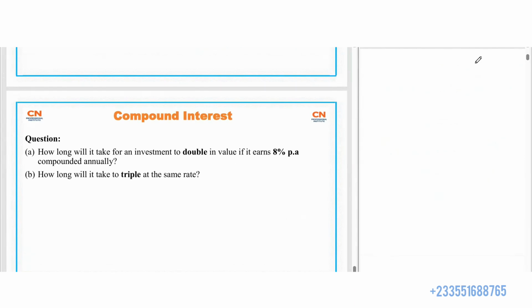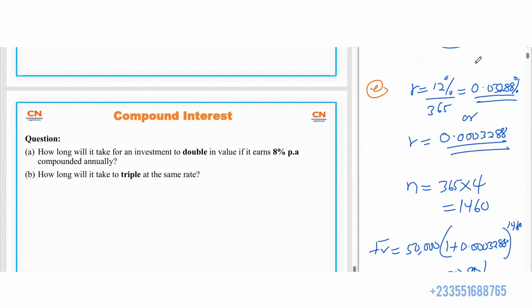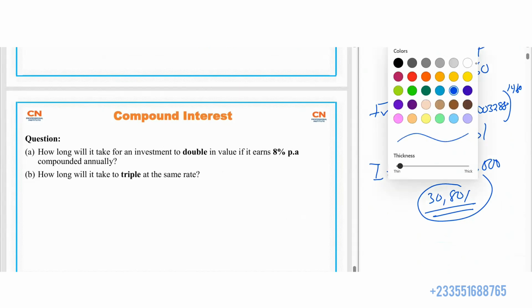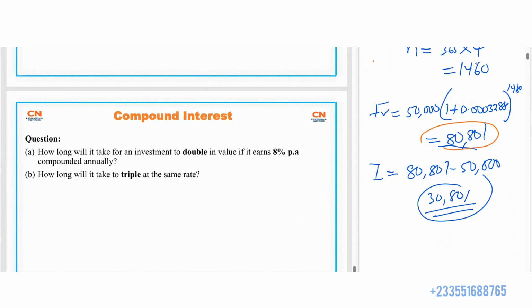Now we just want to find how long. How long means we are looking for n, the years or the time. How long will it take an investment to double in value if it earns 8% per annum compounded annually? So we are saying the future value. If you come to the ones we just computed here, look at it. The future value was what? Let me change the pen color. The future value was what yet?